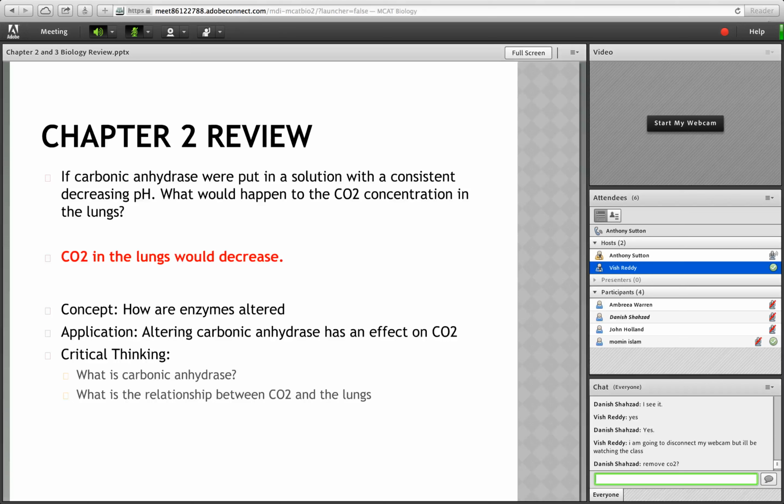Well, here's the deal. If you know that's what it does, then your next critical thinking piece would be, what is the relationship between CO2 and the lung? So, Momin, can you tell me the relationship between CO2 and the lung? CO2 is released from the lungs. So it's released from the lungs. Where does it go? Out of the body.